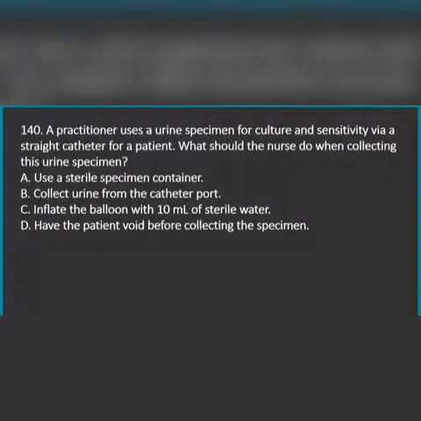Question 140. A practitioner uses a urine specimen for culture and sensitivity via a straight catheter for a patient. What should the nurse do when collecting this urine specimen? A. Use a sterile specimen container. B. Collect urine from the catheter port. C. Inflate the balloon with 10 milliliters of sterile water. D. Have the patient void before collecting the specimen.